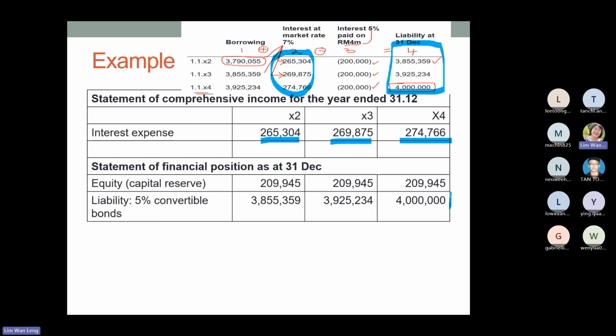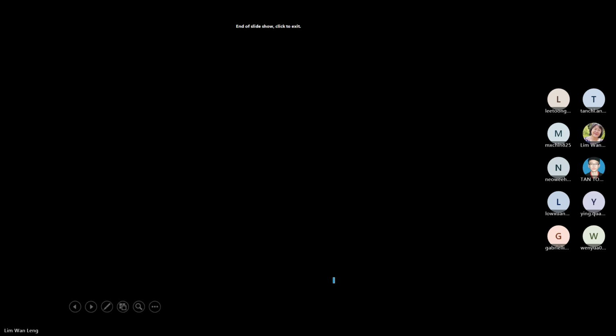Okay, all this. So you will notice that the equity component will remain the same, 209,945. Where do you get this figure from? From your split accounting earlier. Okay? So which means that the amortization table is something that you need to know how to do, because that will be the one that you are going to refer to extract the figures to go to the other parts. Okay?